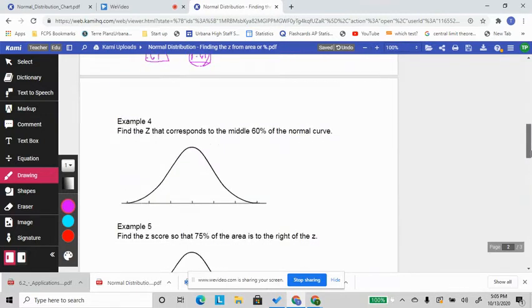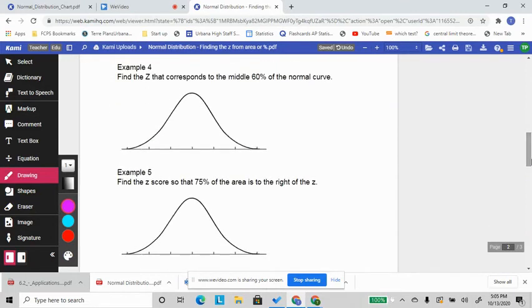All right, example 4. Let's do another one. You try this one and then pause it and see if you can get the answer. So a z that corresponds to the middle 60% of the normal curve. So let's pause it and you try it and then go back. So I'm going to go through and I'm going to do it. So that's 60. That means this is 40. And I have a 20 here and a 20 here.